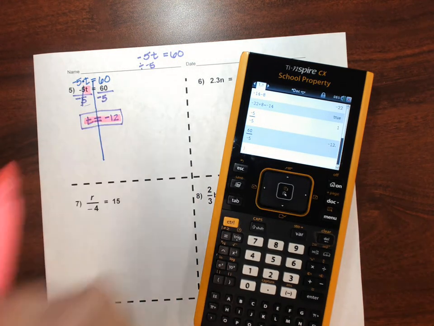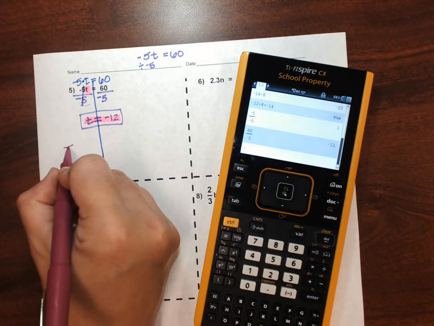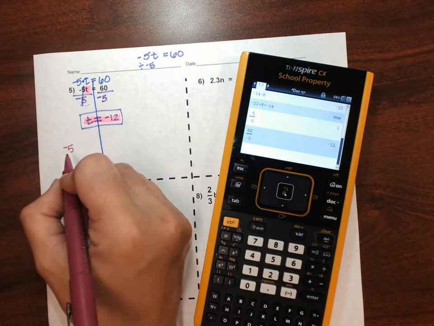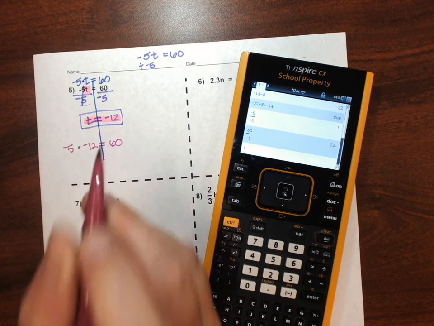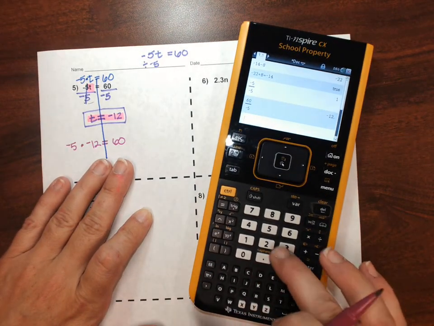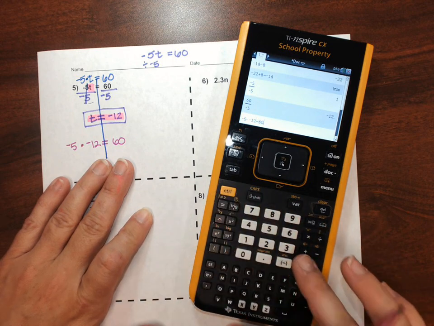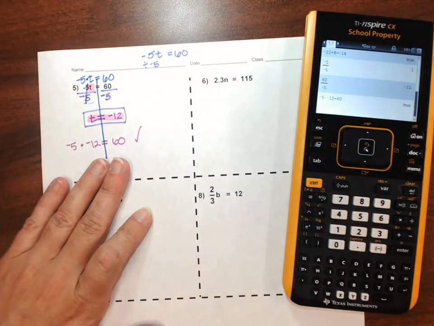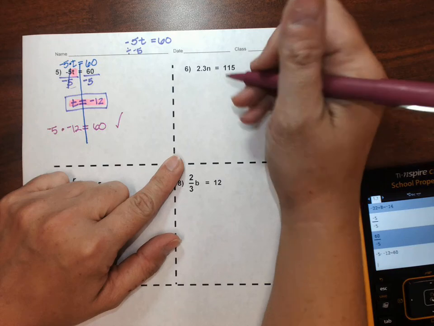So now I'm going to go plug in, because I want the validation to know that I'm correct. So I'll say -5 times t. So instead of writing t, I'll write times -12 equals 60. So -5 times -12 equals a positive 60. That is a true statement. Okay? Moving right along, we'll go ahead and go on to number 6.